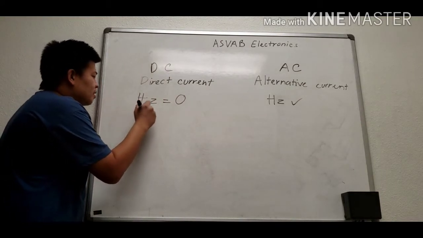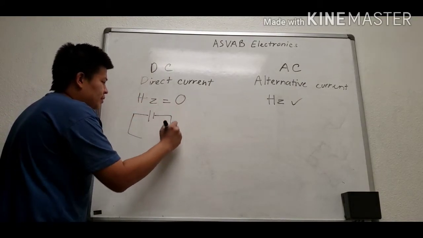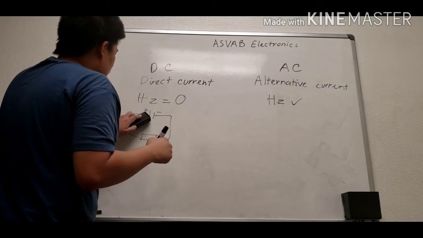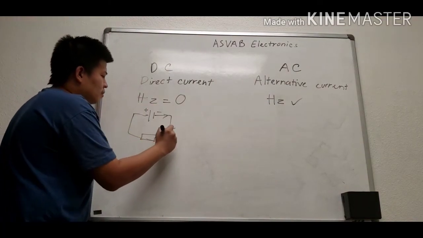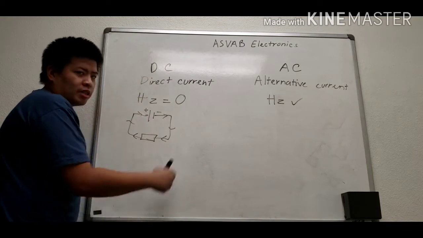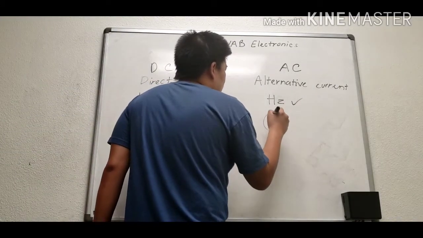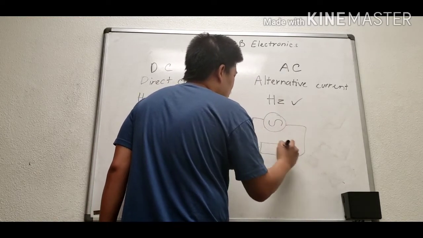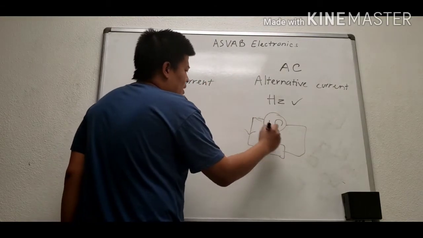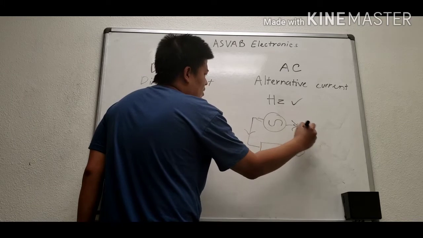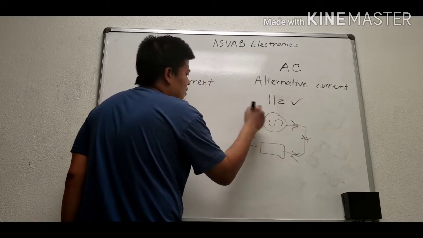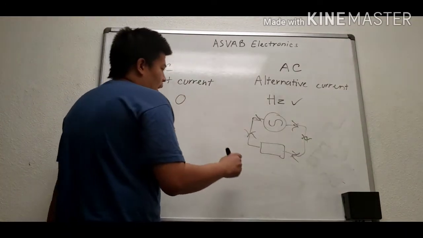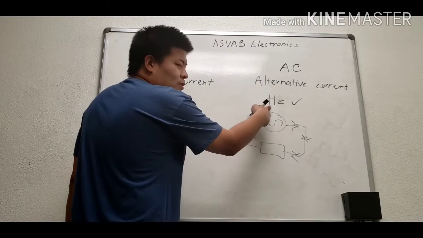In DC, they flow only one way. The electrons go only one way, from negative to positive. AC, they will change one way, then later they go back. So AC will change many times, and we need to learn how to calculate the Hertz.